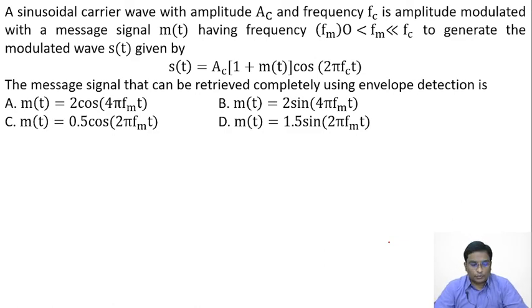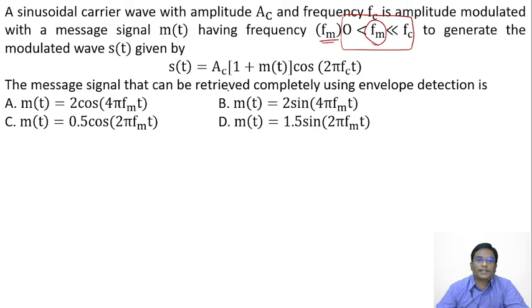Okay, now let us move on to the next question. A sinusoidal carrier wave with amplitude AC and frequency FC is amplitude modulated with a message signal M of t, having message frequency FM between 0 and FC, much less than FC, to generate a modulated wave S of t, given by S of t equals AC into 1 plus M of t cos 2 pi FCT.